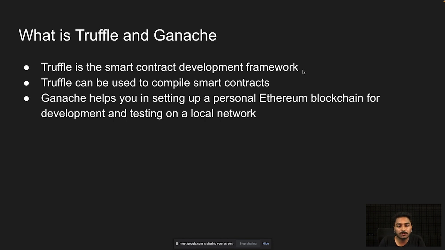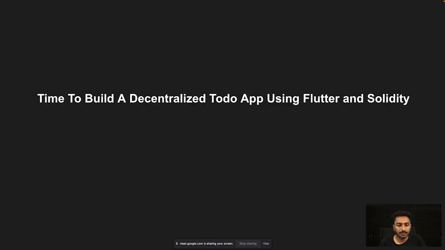Now, what are Truffle and Ganache? Basically, Truffle is a smart contract development framework. It allows us to compile smart contracts and deploy them to Ganache. Ganache is a local blockchain setup that we can use to test our contracts. Now that we are somewhat familiar with the basic concepts, we can start building our smart contract.